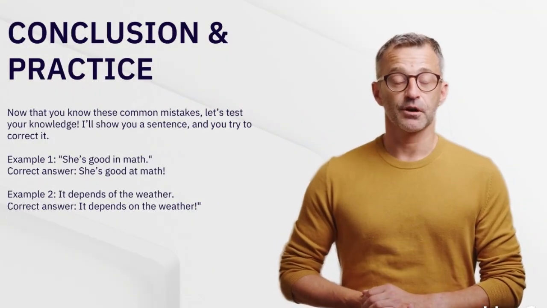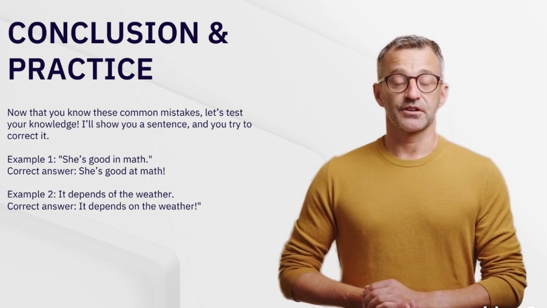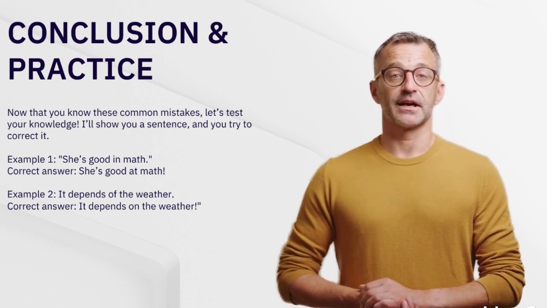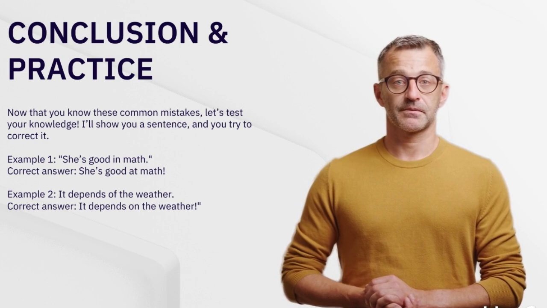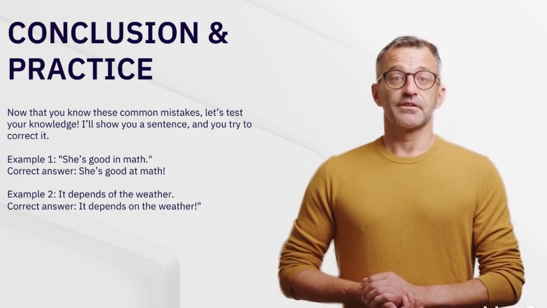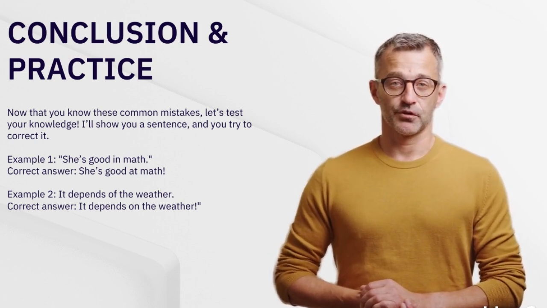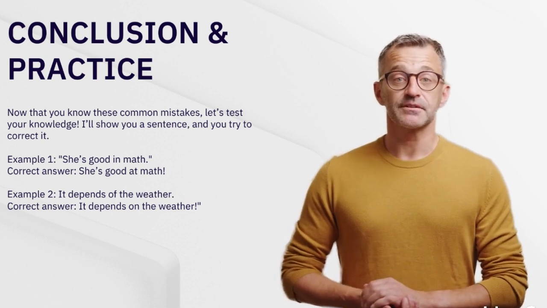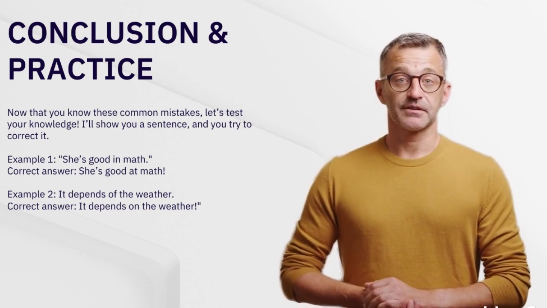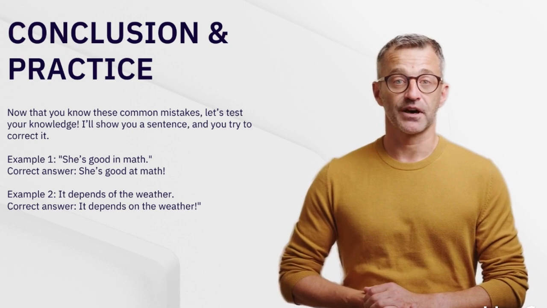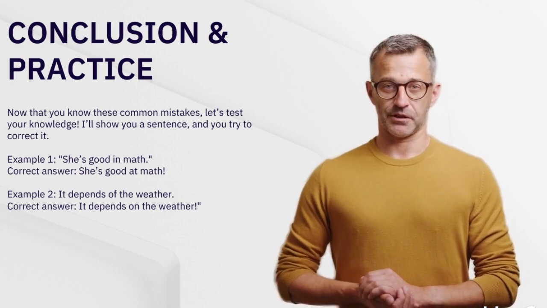Now that you know these common mistakes, let's test your knowledge. I'll show you a sentence and you try to correct it. Example 1. She's good in math. Correct answer, she's good at math. Example 2. It depends of the weather. Correct answer, it depends on the weather.